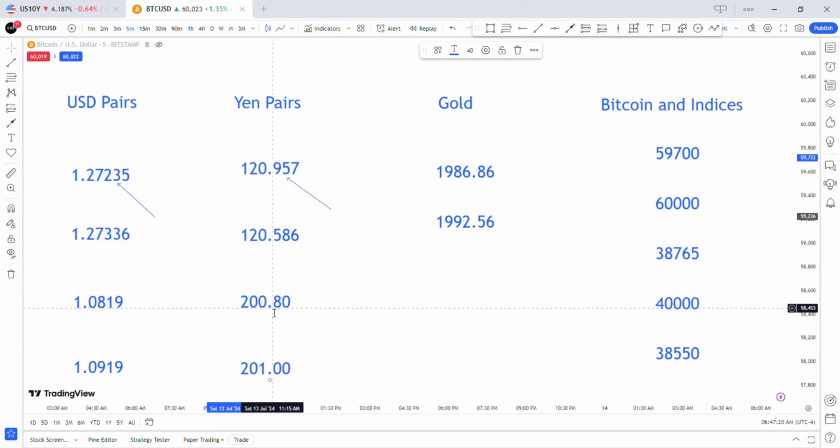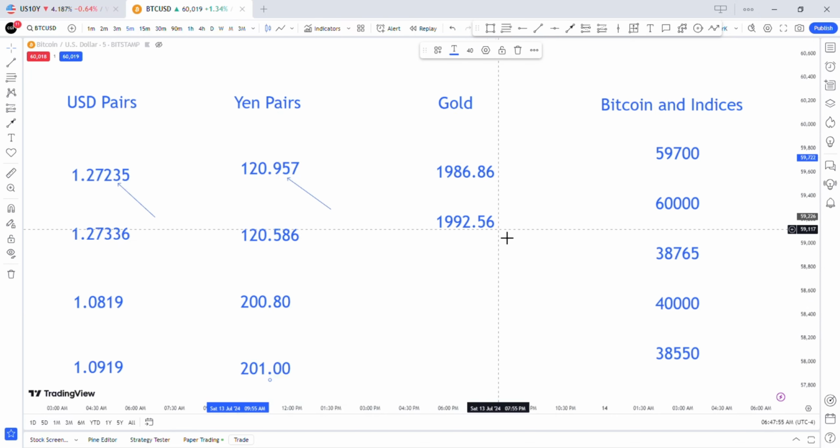So what's the difference between 200.80 and 201.00? This is the pip here. So it will be 80 minus 100, and the difference is 20 pips. This has to get from 200.80, 81, 82, 83, up to 90, 91, 92, 93, 94, 95, 96, 97, 98, 200.99, and 201.00. So this is 20 pips here.